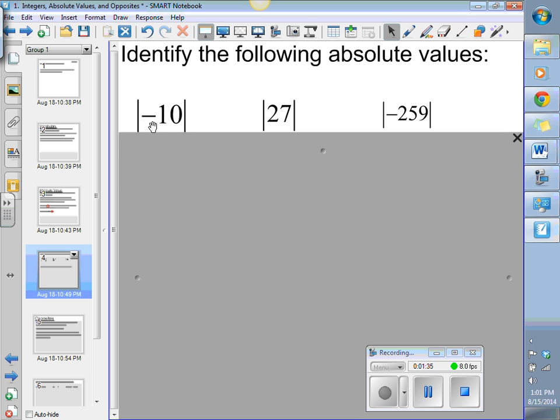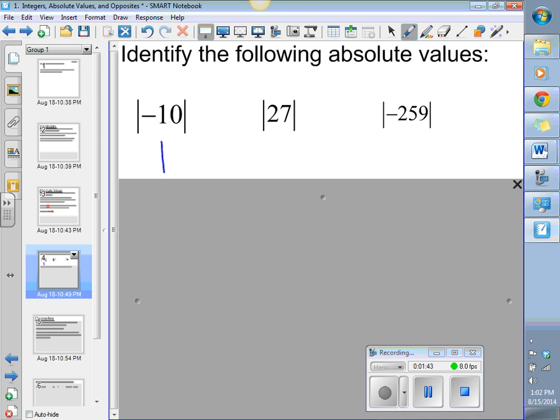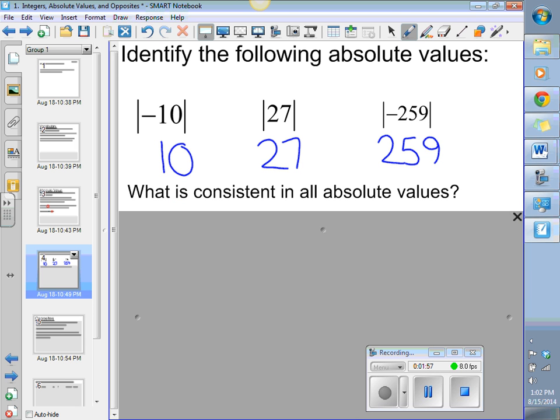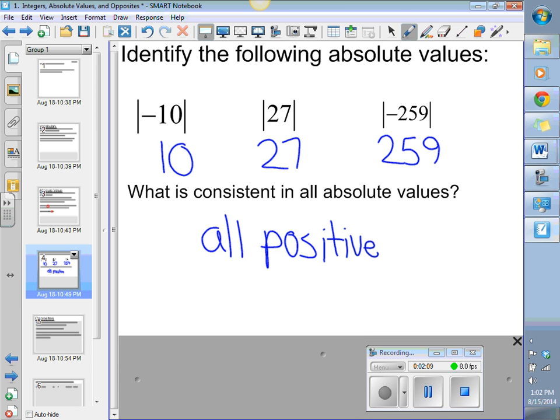So, identify these absolute values. How far is negative 10 away from 0? Well, it's 10 places away. 27 is 27 spots away from 0. And negative 259 is 259 places away from 0. And we should notice something common about these absolute values. They are all positive. So absolute values, if you're asked to find one, they're always positive.